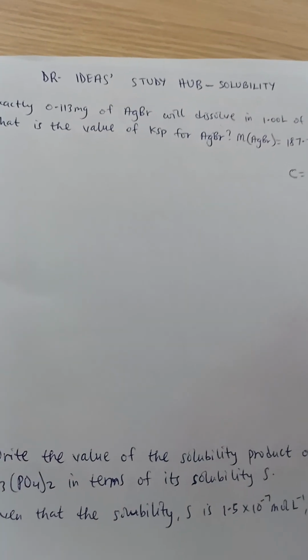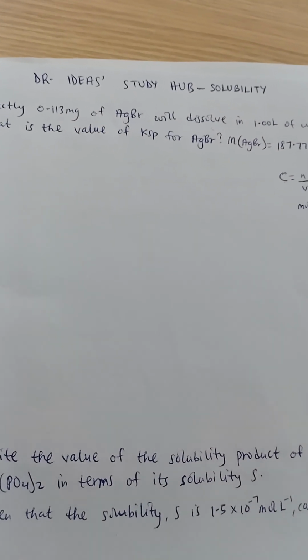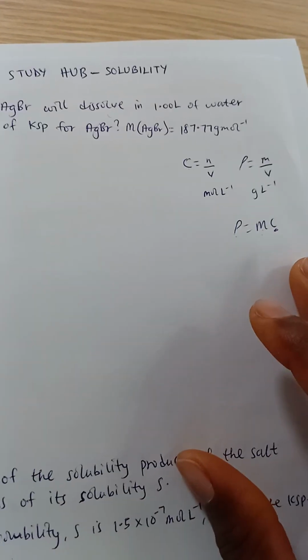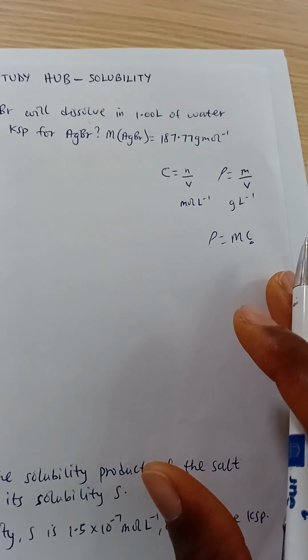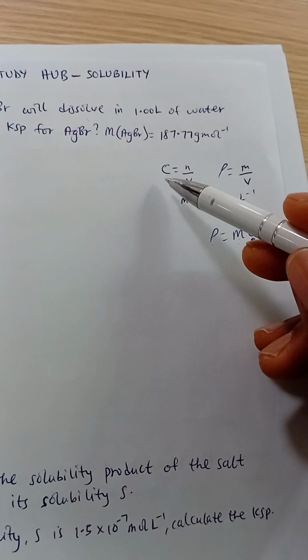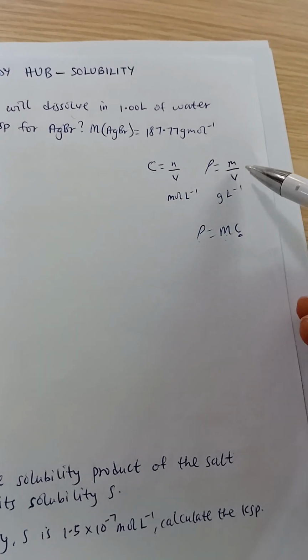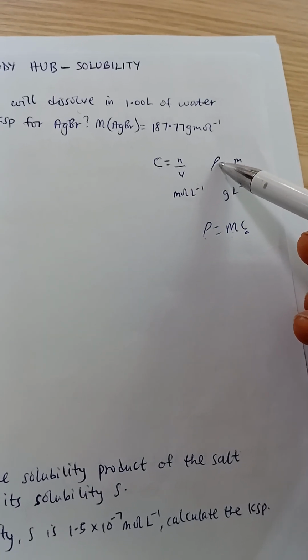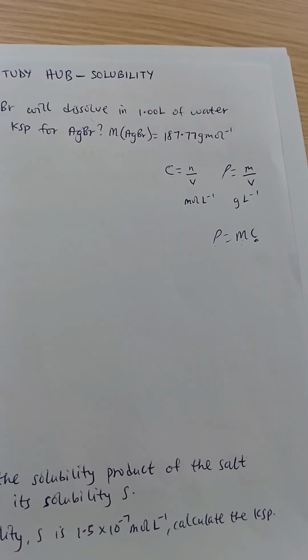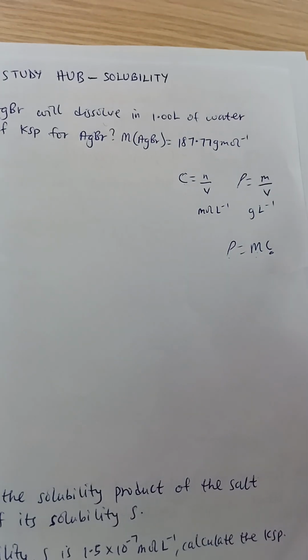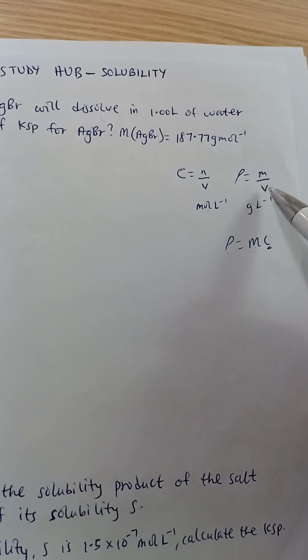To calculate the KSP, the solubility product, you need your solubility. And solubility is just concentration at a particular temperature. This concentration or your solubility can be expressed either in mole per liter or in gram per liter. This is molarity. This is mass concentration. But when you are calculating for KSP, you have to use your concentration in mole per liter, not mass concentration.